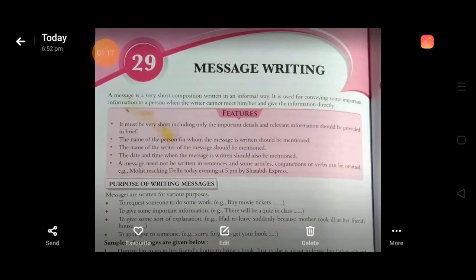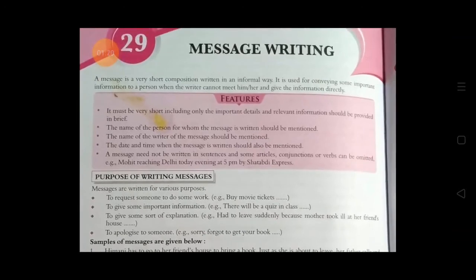Now we are going to discuss the purpose of writing a message. Messages are written for various purposes: to request someone to do some work, to give some important information, to give some sort of explanation, for example, had to leave suddenly because mother took ill at her friend's house. Next point is to apologize to someone, to say sorry, for example, forgot to get your book. So this type of examples we can write in a message. So, revise these features and learn how to write a message and practice it.